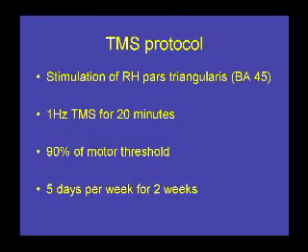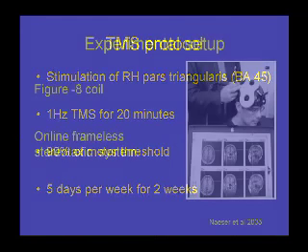Right, so as I say, the stimulation was in right hemisphere pars triangularis, that's Brodmann's area 45. They had 1 Hertz TMS for 20 minutes on each day, and the threshold was 90% of motor threshold, so just below the activation required to cause a motor evoked potential. They had a TMS session 5 days a week for 2 weeks, so that's basically 10 sessions overall.